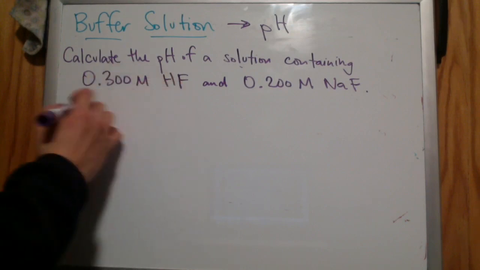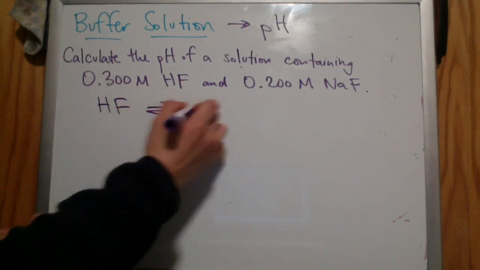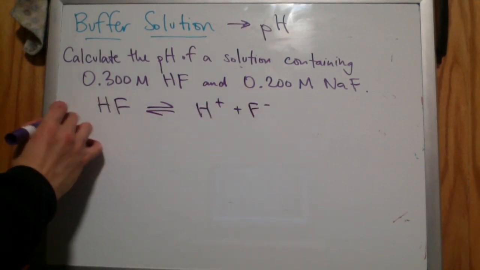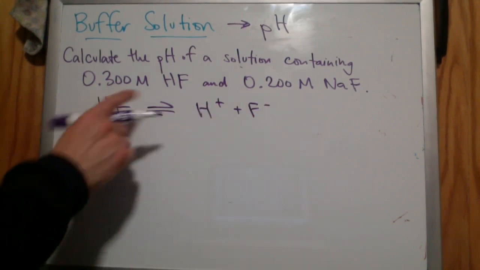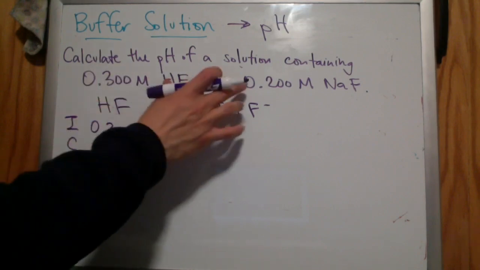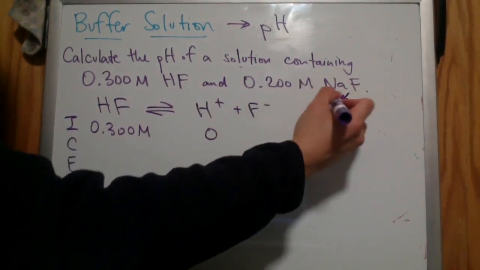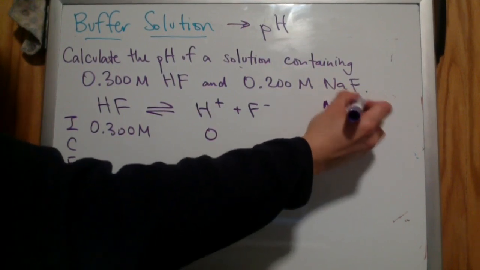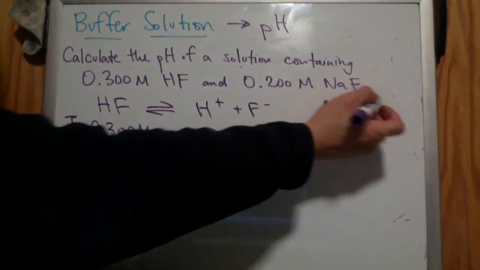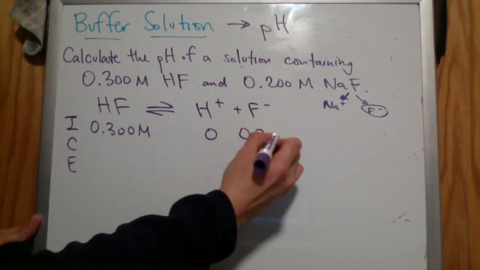We're going to go ahead and write the ice table. So we can write the dissociation equation for HF. So HF, double arrow, H plus F minus. And then we'll set up our ice table. On the I line, we have HF. So we have 0.300 molar. Initially, we have no H plus. And then now initially, remember the NaF will dissociate into Na plus and F minus, and the mole ratio is 1:1. So really, we have 0.200 molar F minus initially. So we'll put that in here.